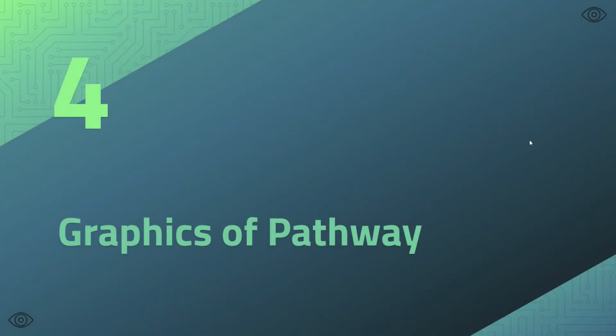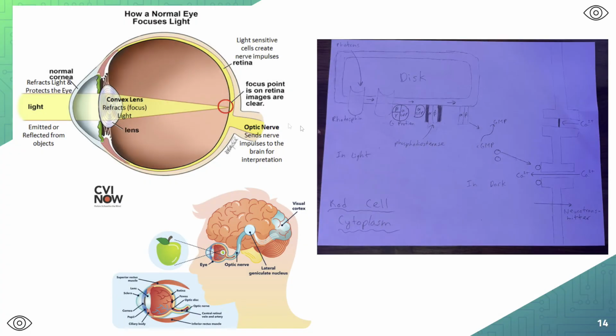And now moving on to different graphics of the pathway of vision. On the top left corner, we can see an image of normal vision and the pathway it takes through the eye. First, the light enters through the cornea, then from the cornea it passes through the pupil. Then from the pupil, the light passes through and hits the lens, which is a clear structure inside the eye, which focuses light rays onto the retina.